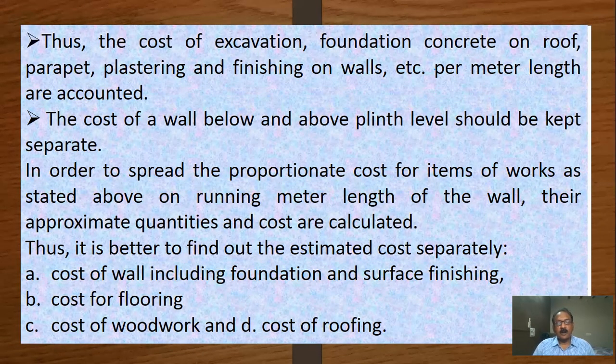finishing, cost of flooring, that is also different, cost of woodwork, and cost of roofing. So there are different items, different rates. So this is some lengthy calculation. You need all quantities and bill of quantities. You know all items. So for plastering, so much area. Suppose 10 square meters area of plastering, what is the cost?